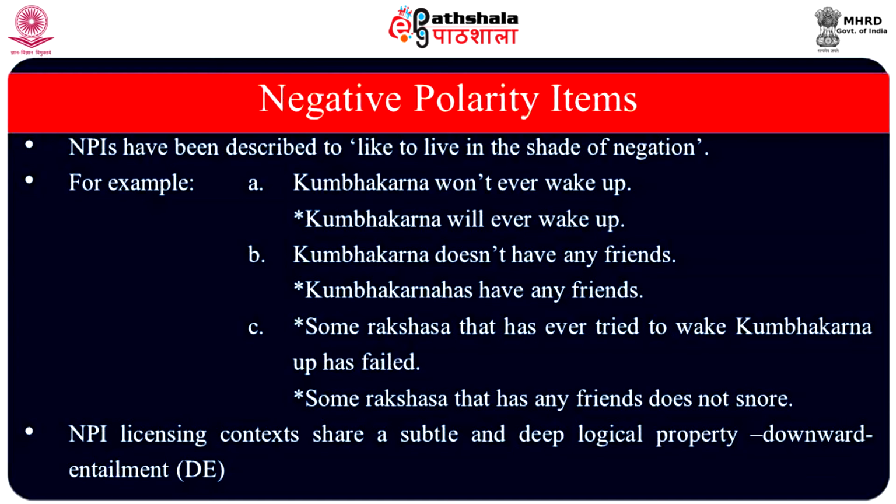Klima, 1964, one of the earliest proponents of a theory of NPIs, proposed that they must be in construction with a trigger that is either overtly negation or an affective element. This did not have much explanatory power besides incorporating the descriptive generalization into a syntactic licensing analysis. Fauconnier and Ladusaw approached the matter from a semantic angle and noted that NPI licensing contexts shared a subtle and deep logical property, that is, downward entailment.